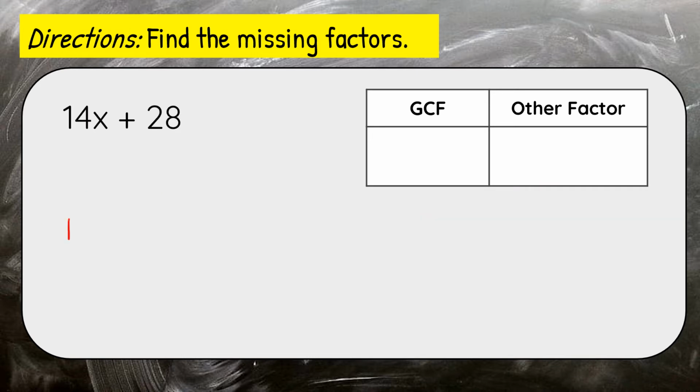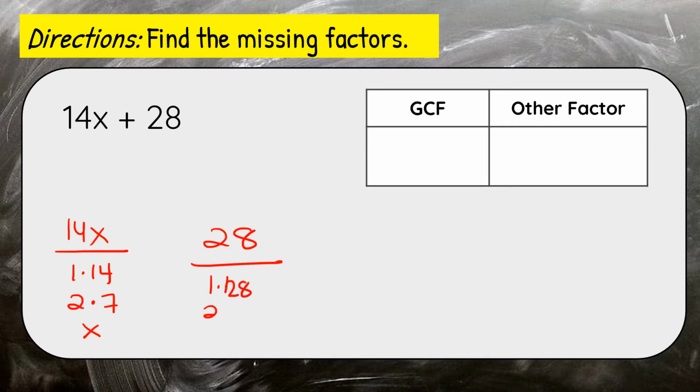This time we have 14x and 28. To make 14 is 1 times 14, 2 times 7, and then there's an x. To make 28, it's 1 times 28, 2 times 14, 4 times 7. They have 1 in common, 2 in common, and 7 in common. The biggest number they have in common is 7.